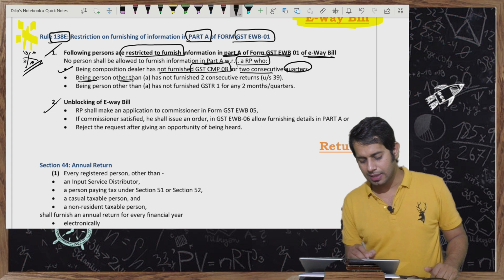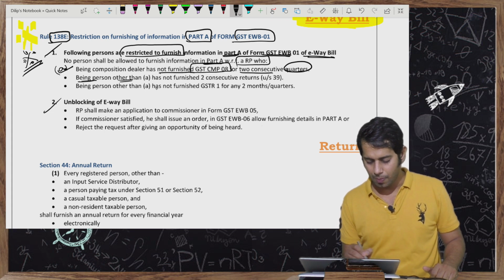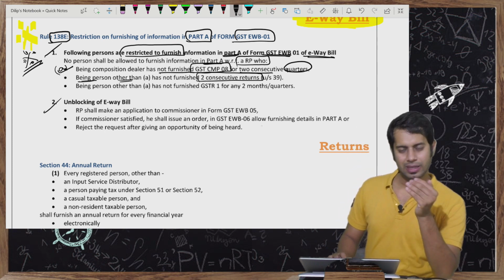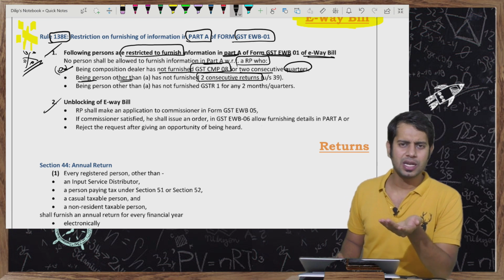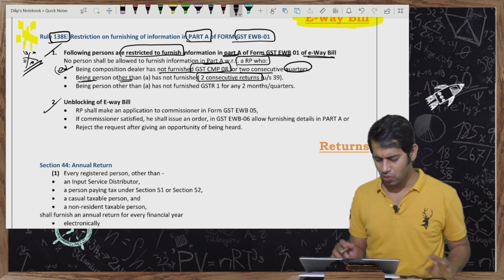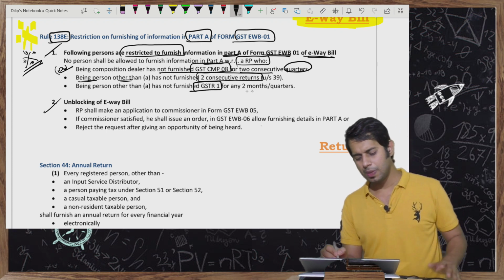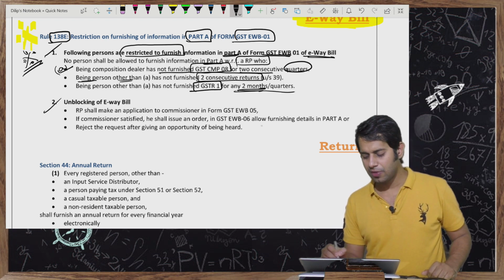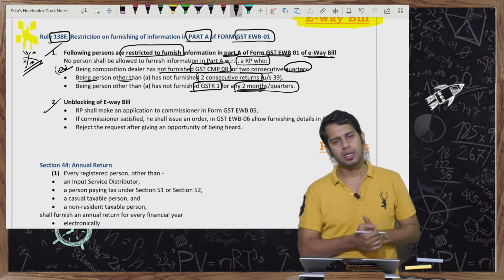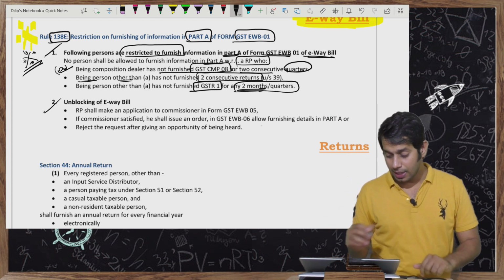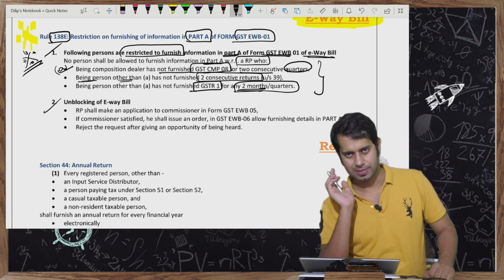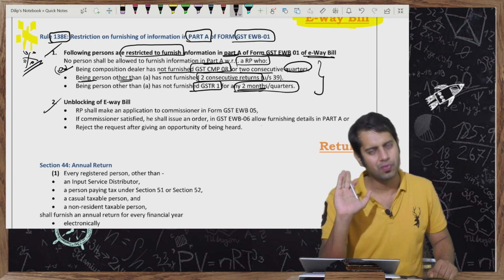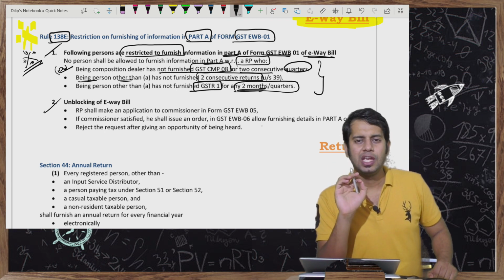Then, a person other than those covered in A above, that is, you are not a composition dealer, who has not furnished returns for 2 consecutive periods under section 39. So if you have not submitted GSTR 3B for 2 consecutive months, then this provision is applicable to you also. And further, for all those people who have not filed GSTR1 for 2 months continuously or 2 quarters, this provision is applicable. Meaning those people who are not filing the returns which they are liable to file, for them generating an e-way bill will be blocked.